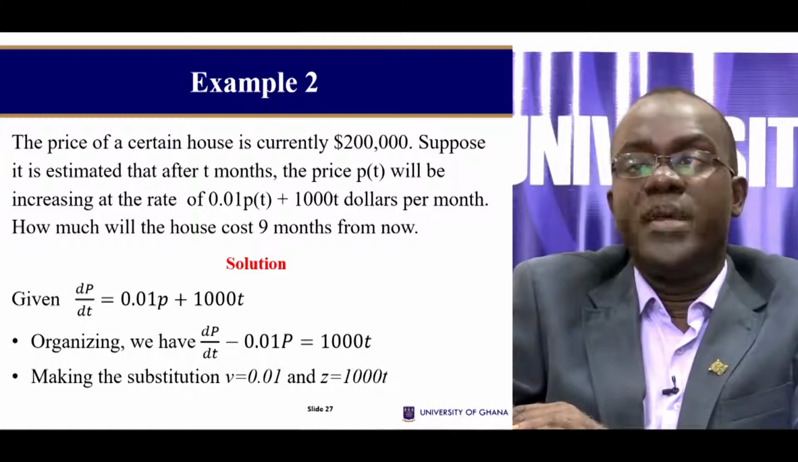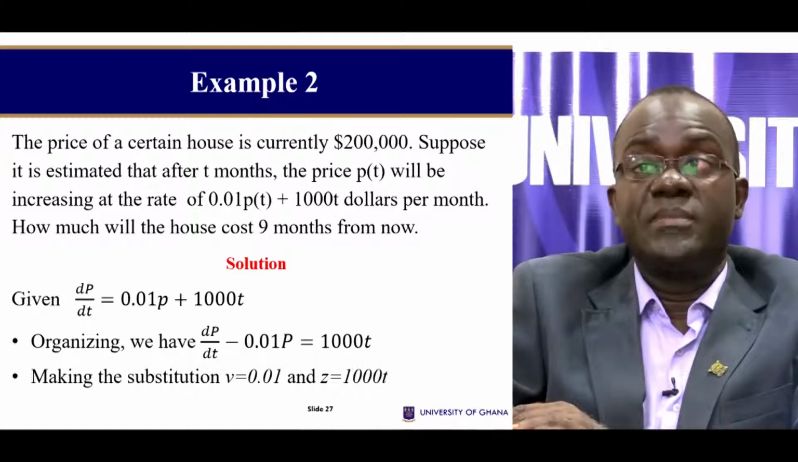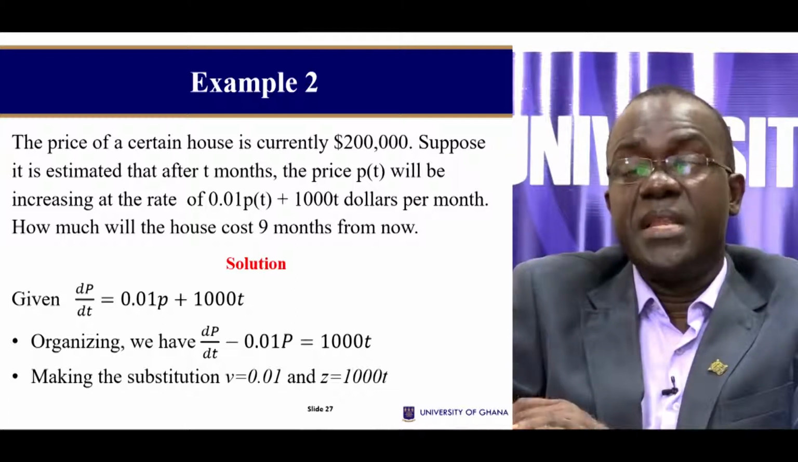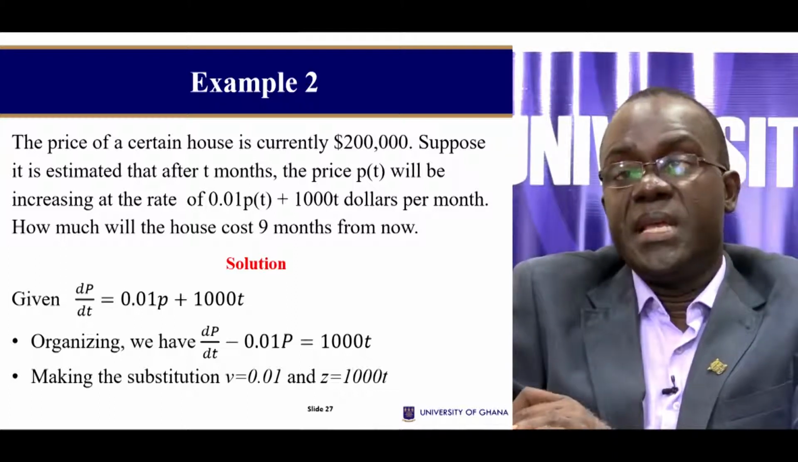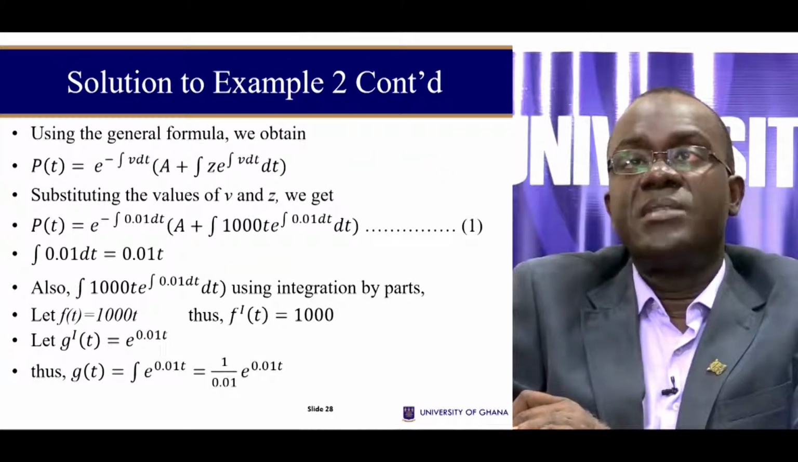And if we compare it to our first order, first degree differential equation, our V is equal to that, and our Z is equal to that. So this is a first order, first degree linear differential equation. It means that we can straight away write the solution. So this is our general equation, and therefore we write the general solution for that equation.